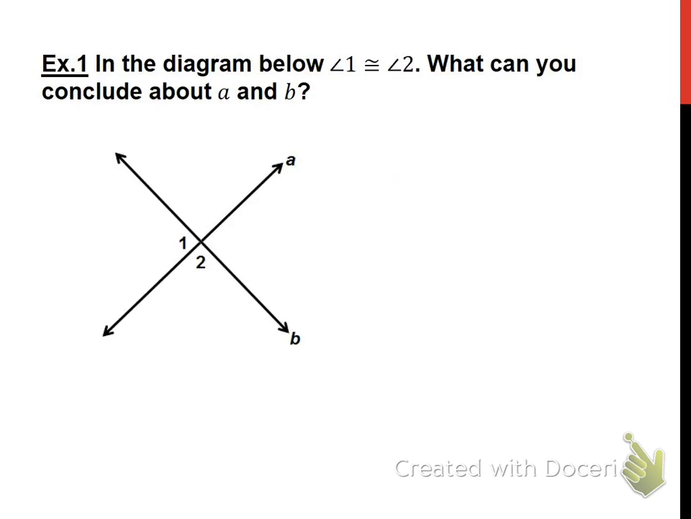Okay. First example. Angle 1 is congruent to angle 2. What can you conclude about lines A and B? Very good. Lines A and B are perpendicular. A is perpendicular to B. We know that because of the theorem that says if you have a linear pair of congruent angles, then the lines forming it are perpendicular. So if you want a reason, you could say linear pair of congruent angles.